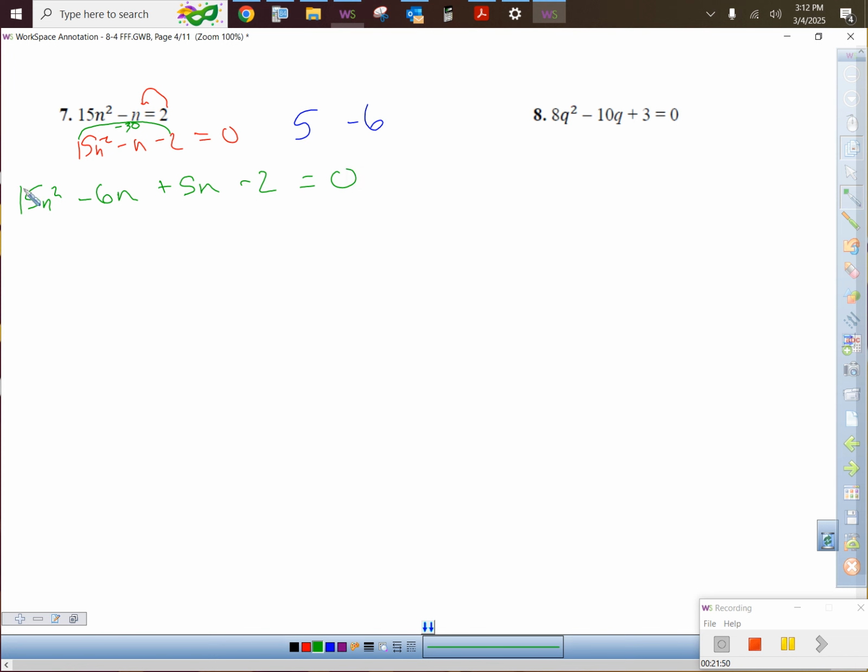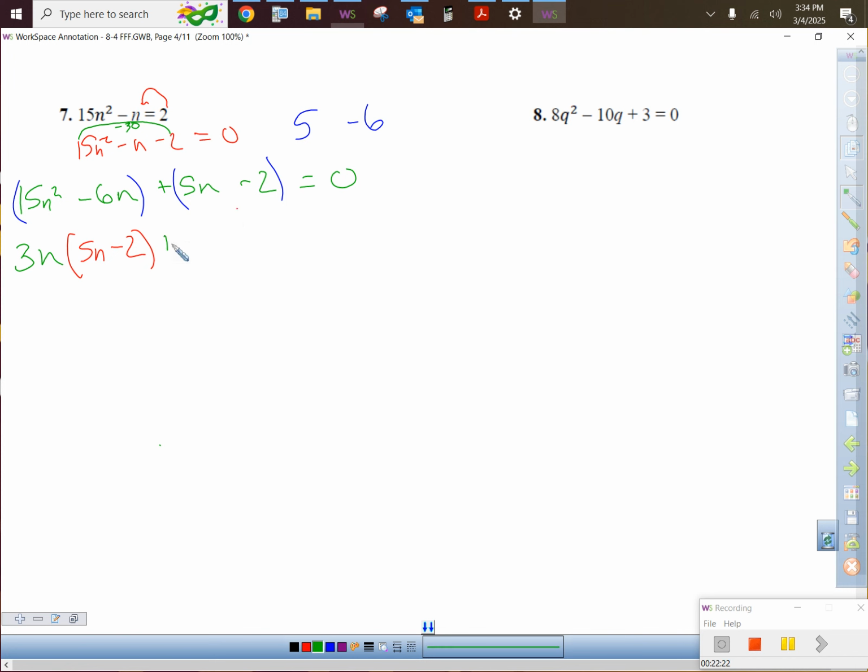Double group. Take the GCF out of each group. So I can take a 3 and an n out. I'd be left with 5n minus 2. And then I see this, I need to get a 5n minus 2 back. Hey, it is a 5n minus 2.